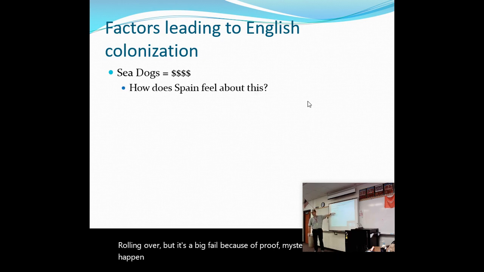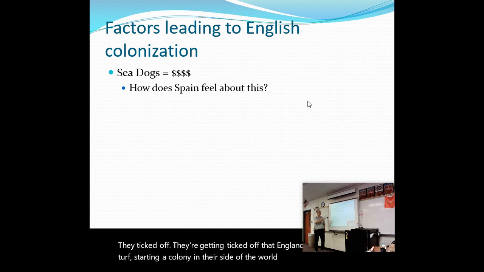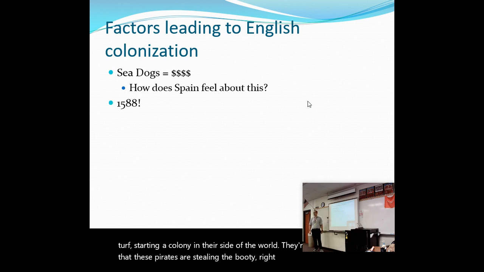And by the way, how's Spain feel about this? They're getting ticked off that England's invading their turf, starting a colony in their side of the world. They're getting mad that these pirates are stealing the booty, right? So Spain's going to try to end them in 1588. They are going to send that invincible Spanish Armada to destroy England. Well, how does that work out? Yeah, England wins, and that door is now flung wide open, so not only does England have an open door to colonize, the rest of Europe does as well.